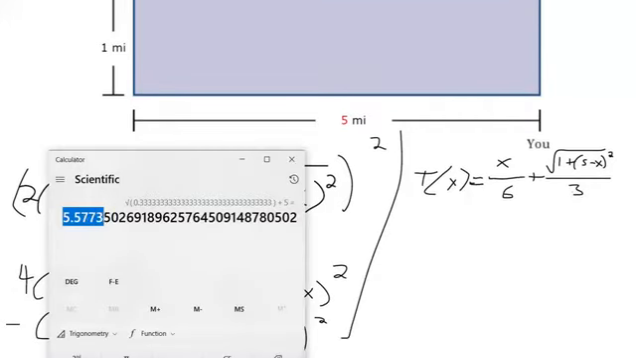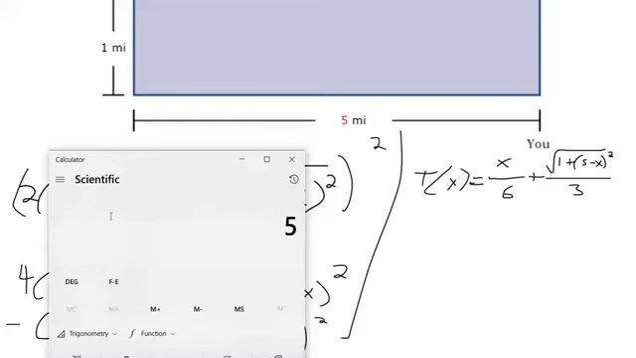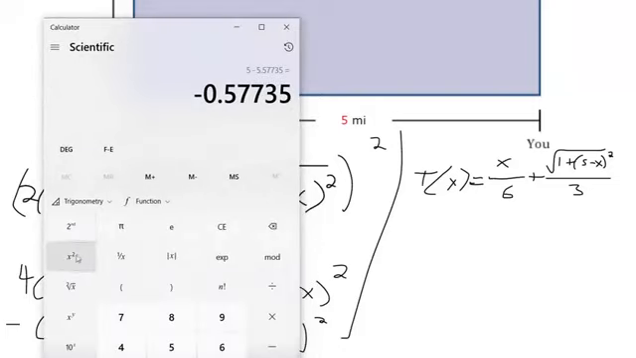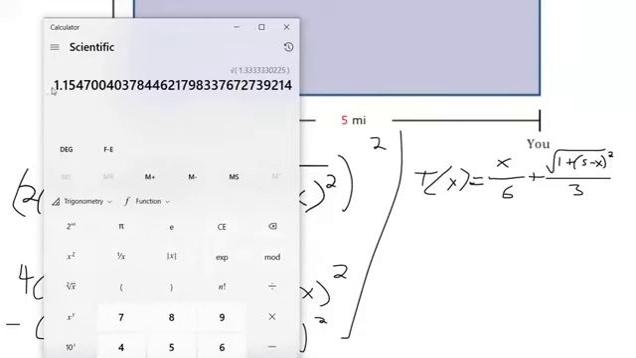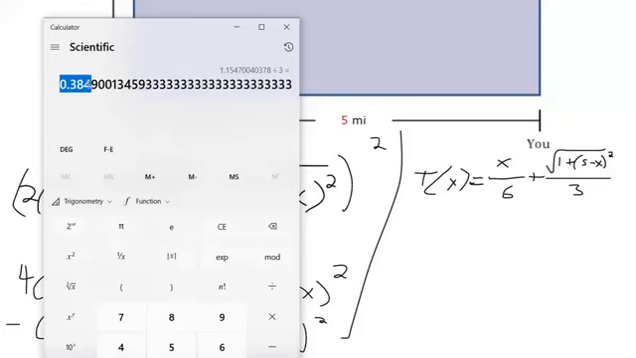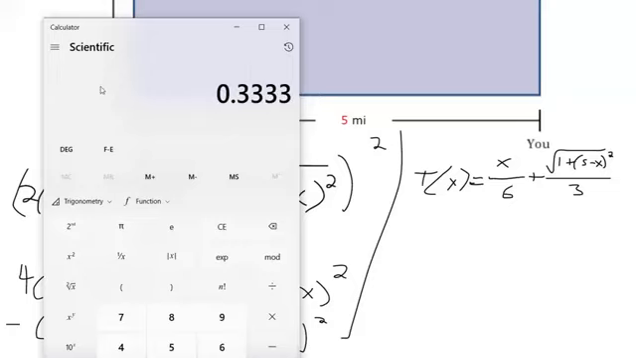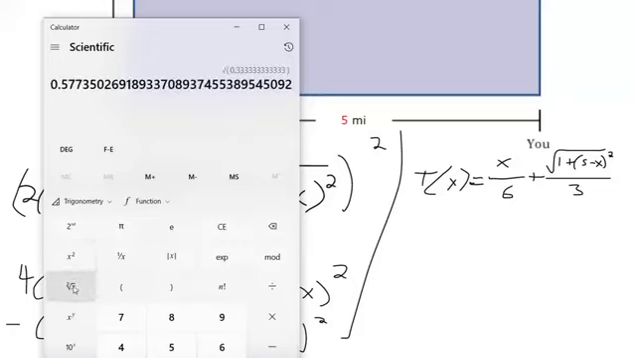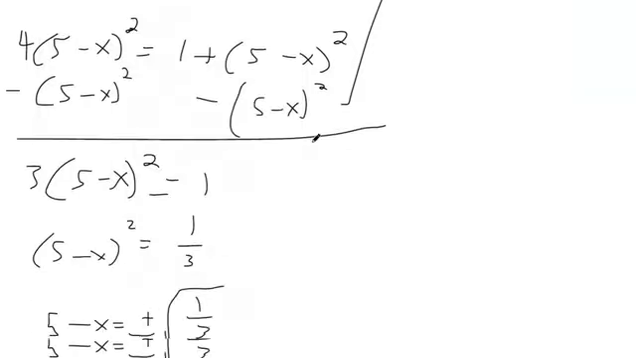Okay, so I'm plugging this into t of x to see what I get. Square that. Plus 1. And then the square root. Divide by 3. And then we had 1/3 square root plus 5. Okay, so that's x divided by 6 plus that other term. So I plugged the 5 plus square root of 1/3. I got 1.3144.